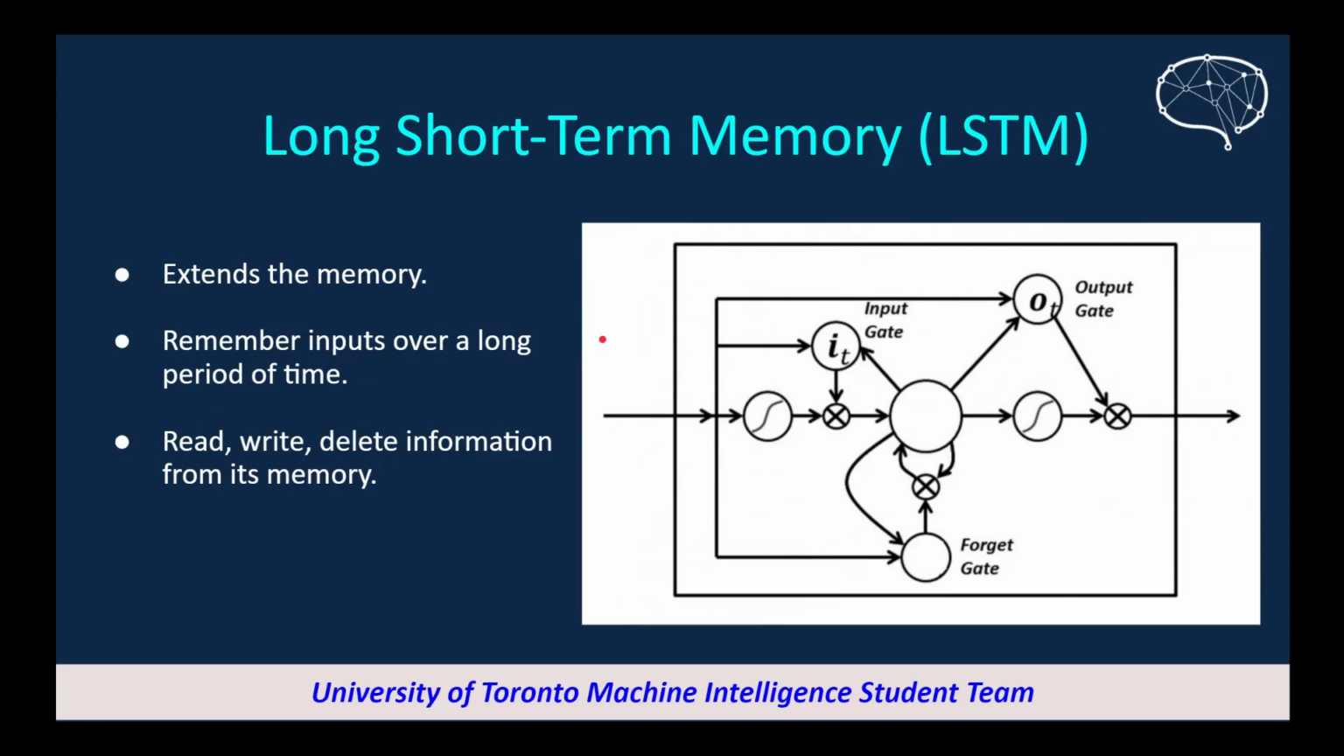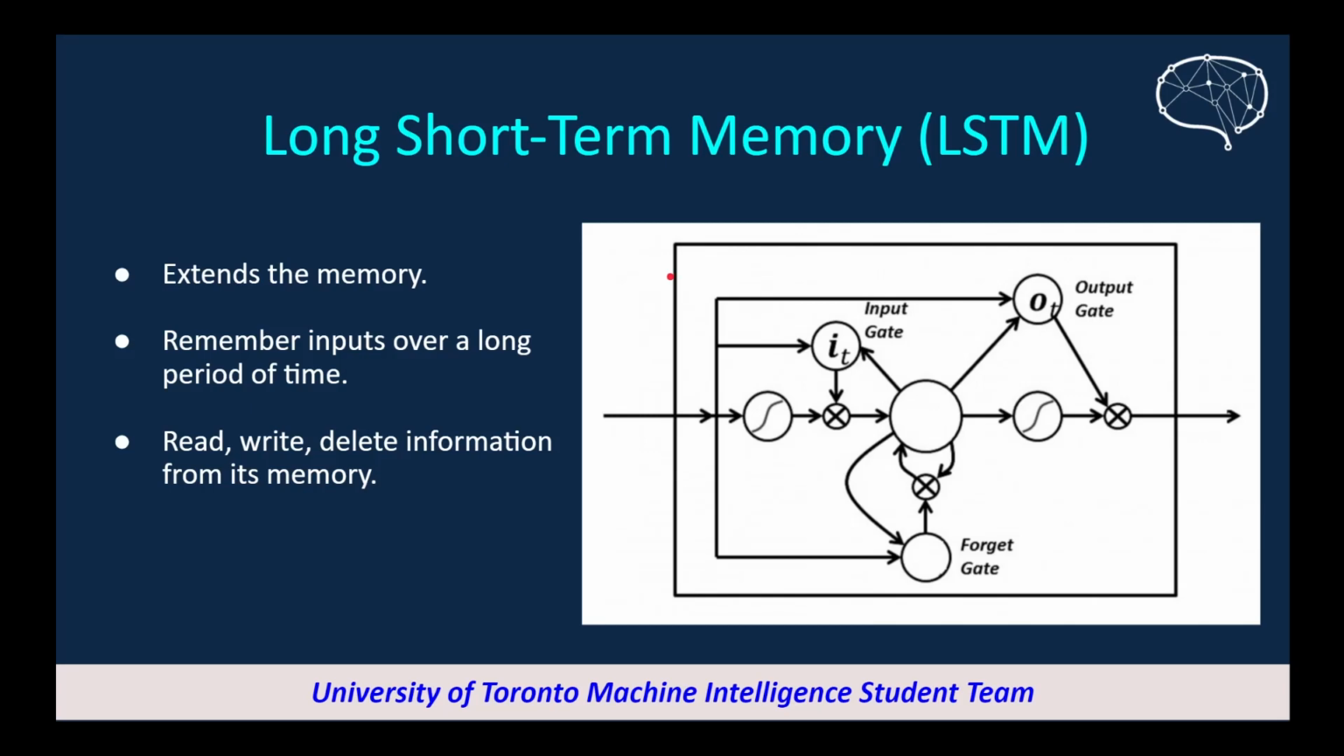And the solution to vanishing gradient is the long short-term memory, as a modified version of a normal RNN layer. Long short-term memory networks are an extension for recurrent neural networks, which basically extends the memory. Therefore, it's well suited to learn from important experiences that have very long time lags in between. I'll explain how it works.